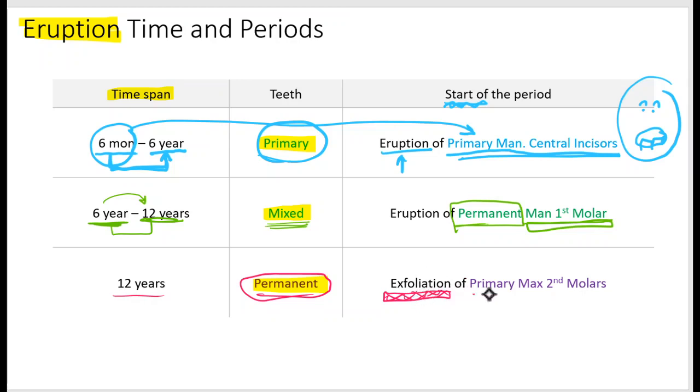So the exfoliation of the primary maxillary second molar is the last primary tooth to fall, mainly, and that's at age 12. So these are our periods of eruption, and just to know mainly when they start, when they end, and what marks the start of the period.